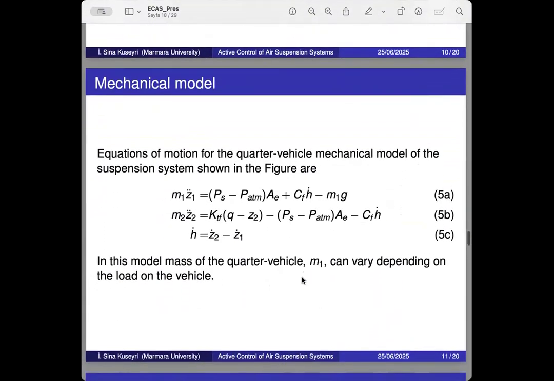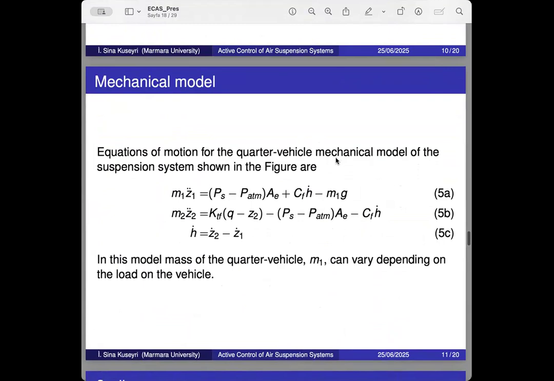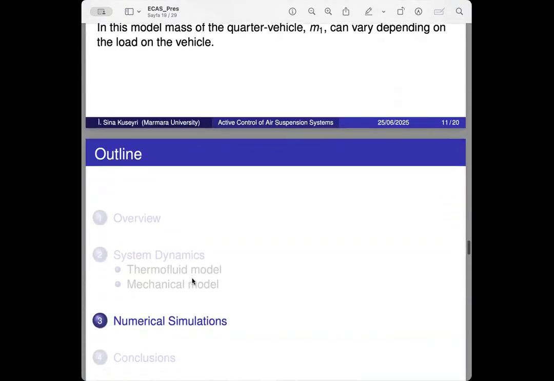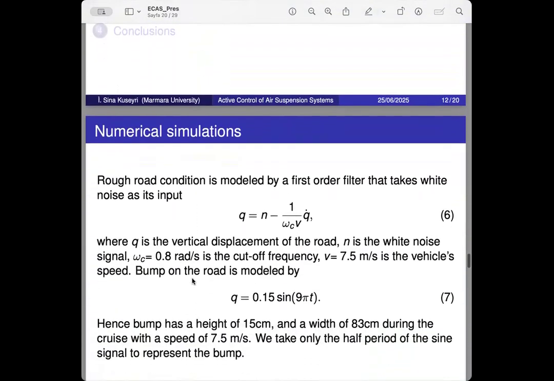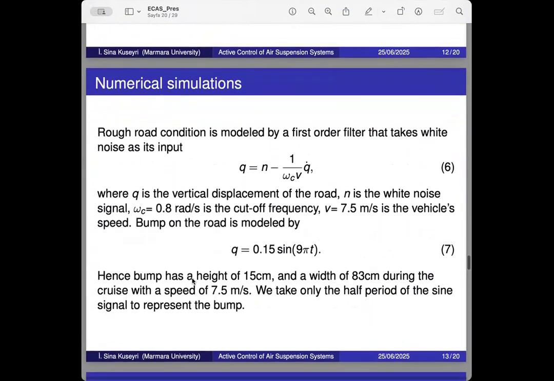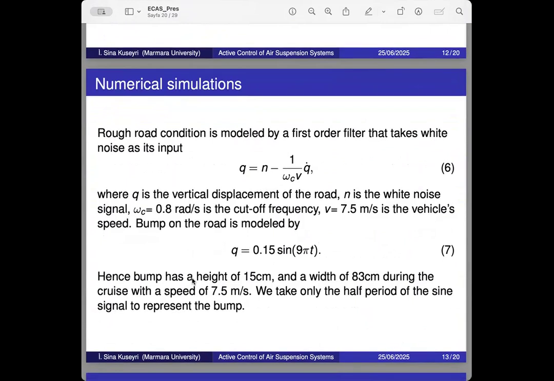And this is the equation of motion for the quarter vehicle mechanical model suspension system. Actually, the mass M1 of the quarter vehicle can vary depending on the load on the vehicle and the number of passengers. Okay, after we have established the system dynamics, we made the numerical simulations.